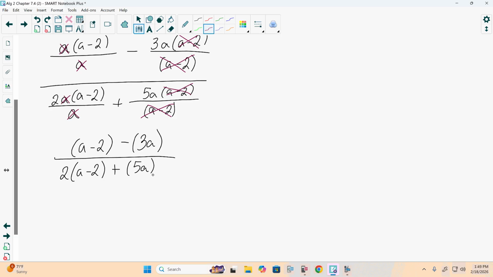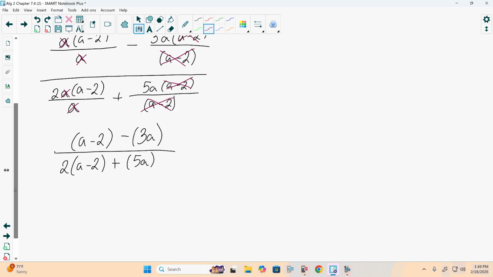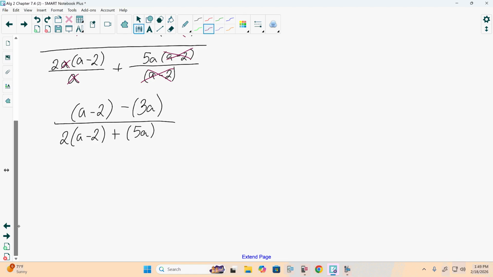Questions on this here? Now, again, it's really tempting to just want to go a minus 2 gone. And the reason we can't is that a minus 2 on top is being subtracted with 3a. We have a subtraction there. They're stuck together. Same thing with the denominator. 1 is being multiplied by 2, which really doesn't matter. But the plus 5a is the issue why we can't just cross it out.